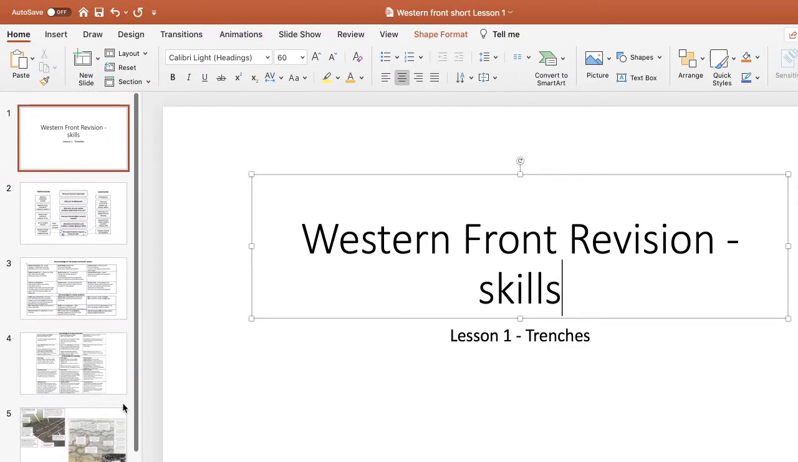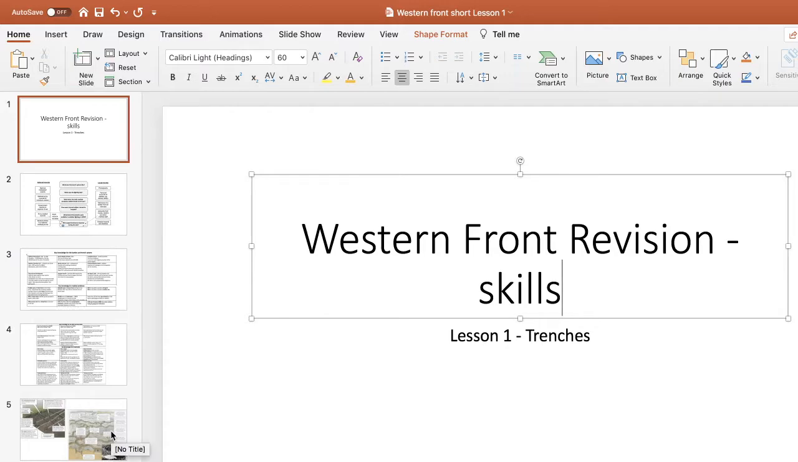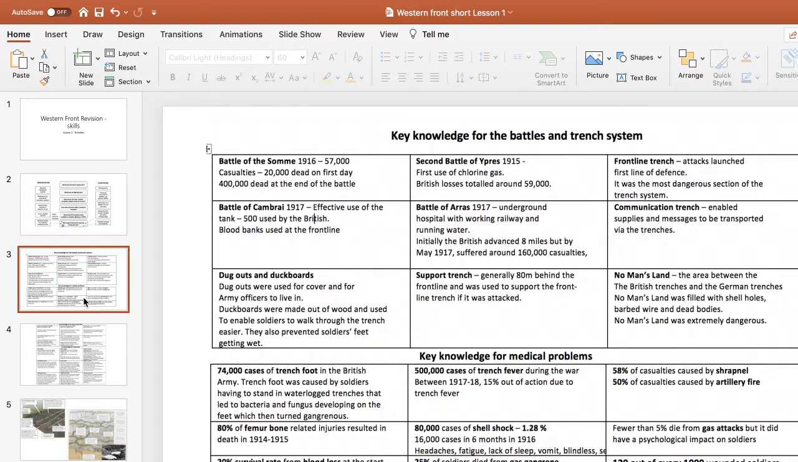For today, I'm going to talk to you briefly about the content of today's lesson, but mainly our sessions are running on skills, so it's all going to be about skills. What we're doing today is we're looking at the trench system. In front of you now, you have a knowledge grid. The first half of it is relevant to us for this session because it talks about the different parts of the trench system.